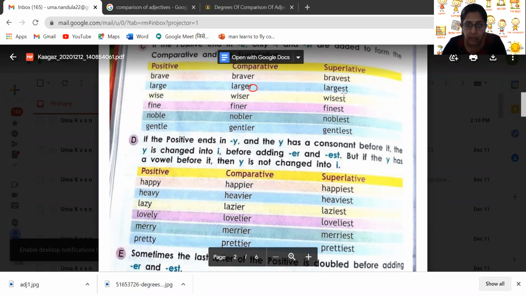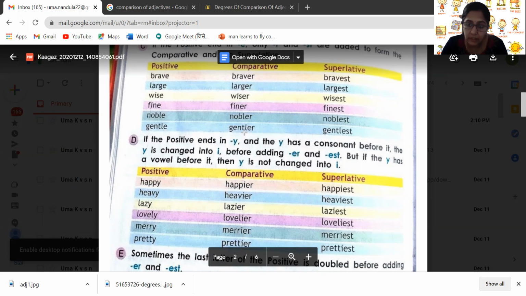If you see the last letter, here we just added R to large, L-A-R-G-E, and here we added ST. Large, larger, largest. Wise, wiser, wisest. Fine, finer, finest. Noble, nobler, noblest. Gentle, gentler, gentlest. That way we compare all these adjectives.